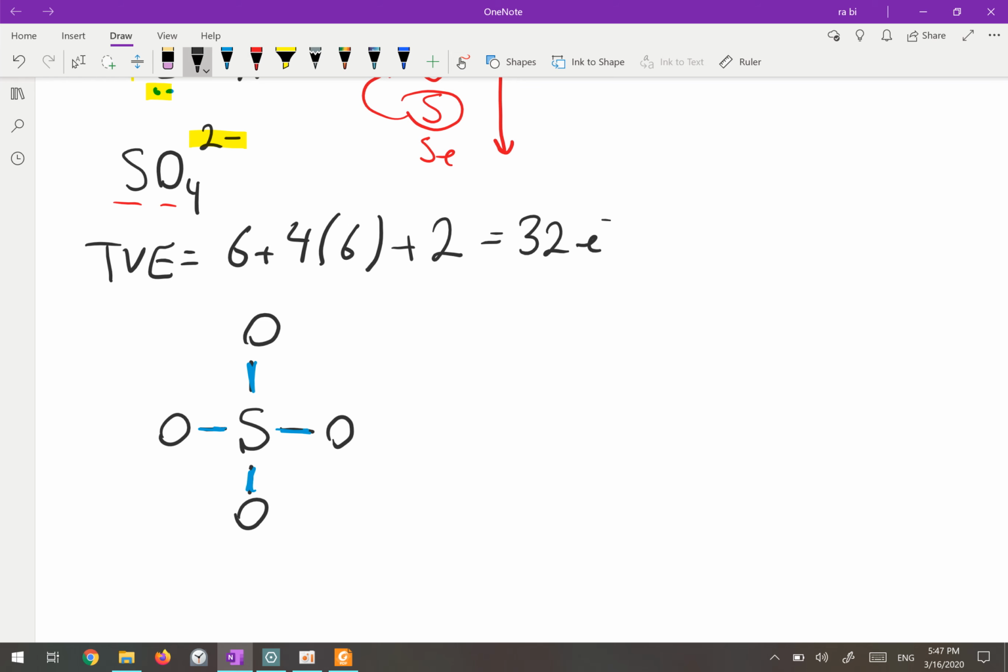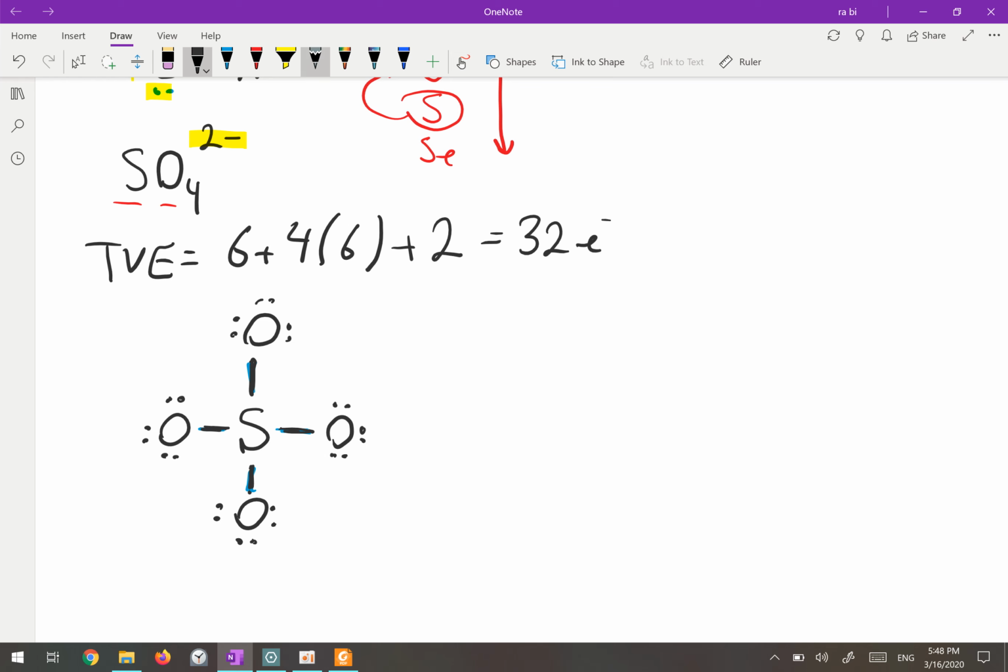For the oxygens that we have here, let's start with this oxygen. It has 2, 4, 6, 8. We made it octet. The sulfur that we have here, 2, 4, 6, 8. The sulfur and oxygen that we have here, 2, 4, 6, 8. And for the oxygen at the top, this is 2, 4, 6, 8. So we made all of the atoms octet.